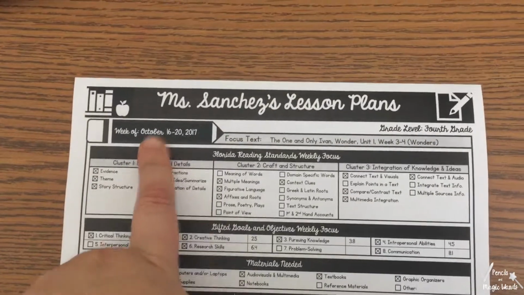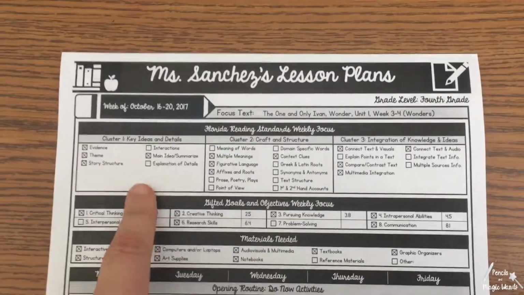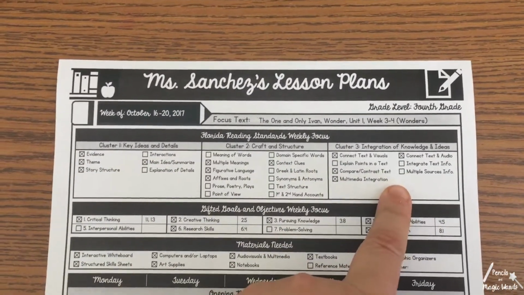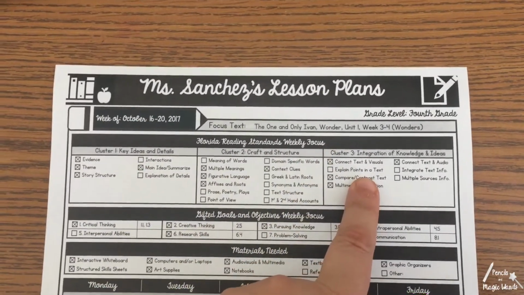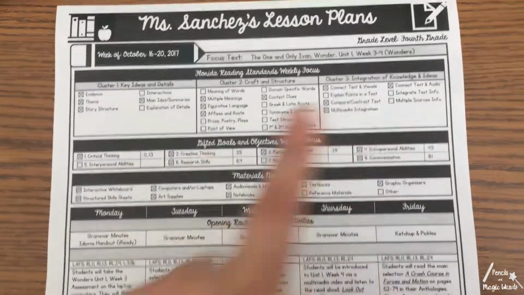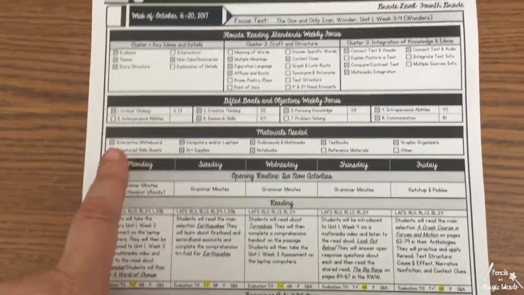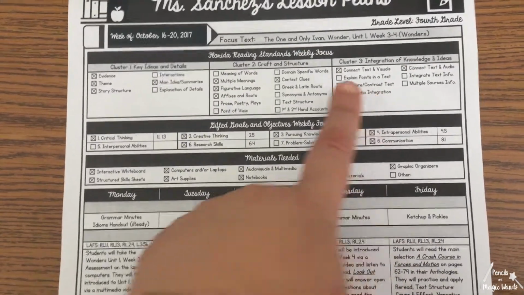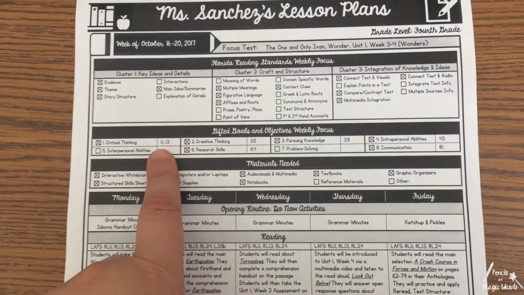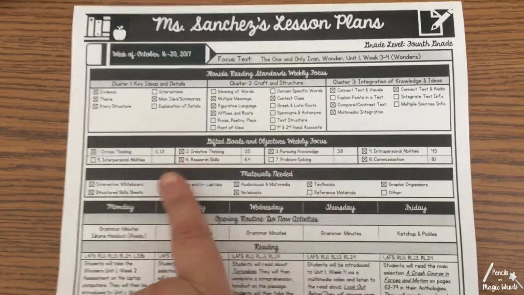I have the date right over here along with our focus text. These are our reading FSA Florida reading standards, and I have them sectioned off by the three main clusters. The fourth cluster is writing, and I do address that at the bottom. But basically, I just check off the standards that we'll be working with during the week. These are my gifted goals and objectives. I do teach gifted students, so those are listed there.